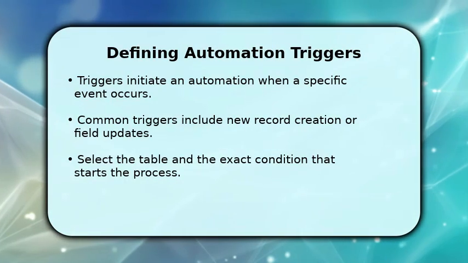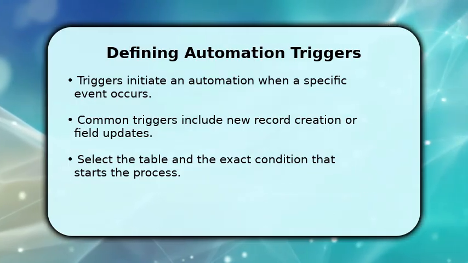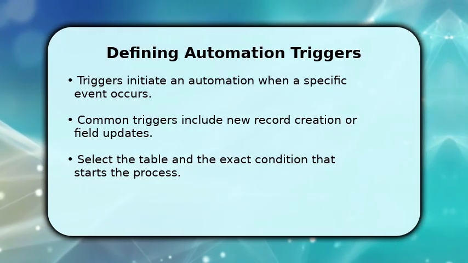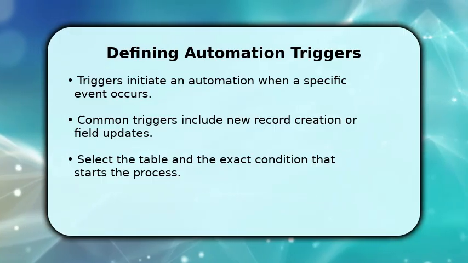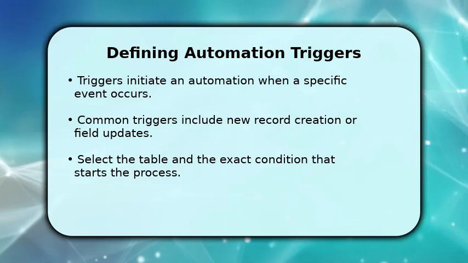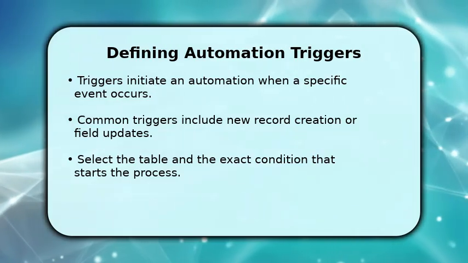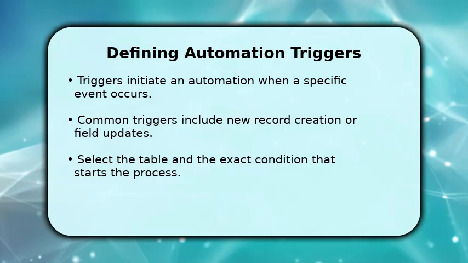The first step in building an automation is defining its trigger. This is the event that kicks off your automated workflow. Airtable offers a wide range of triggers, such as when a record enters a view, when a record is updated, or when a form is submitted. Carefully consider what action or change in your base should initiate the automation.